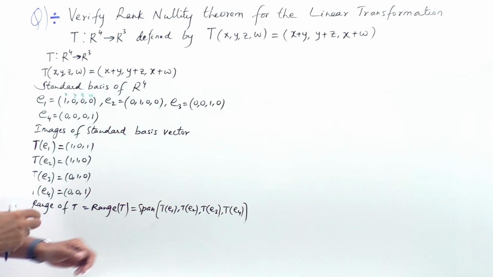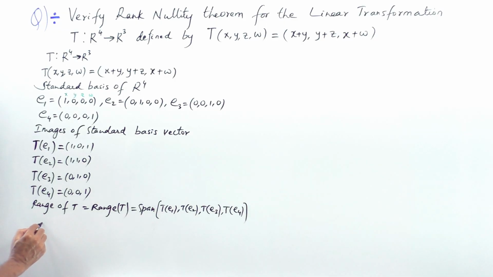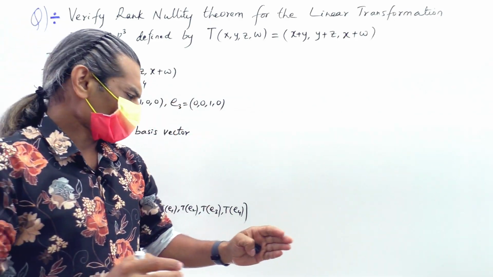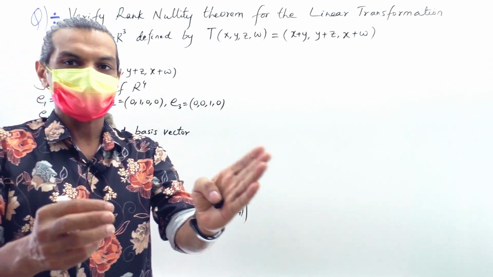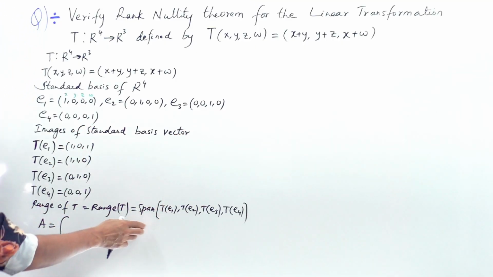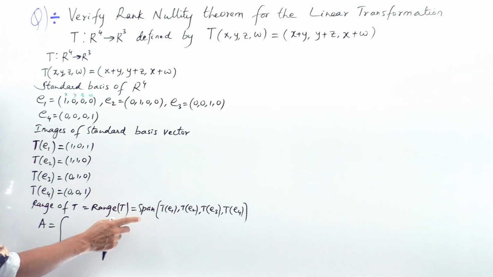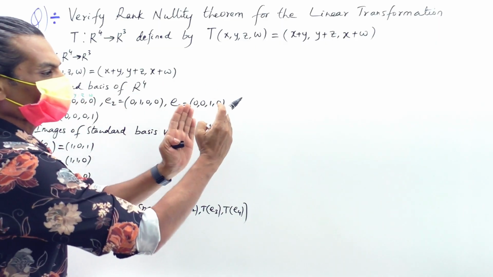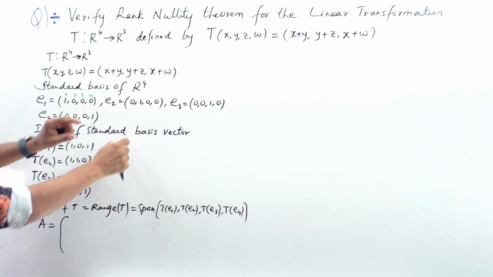So span of this, that means we can write the matrix A as... I defined it simply, write everything in column. Even if you write in row, you will get the same rank, but the theory says the range of T is the span of T of E1, TE2, TE3, TE4. Everything column wise.